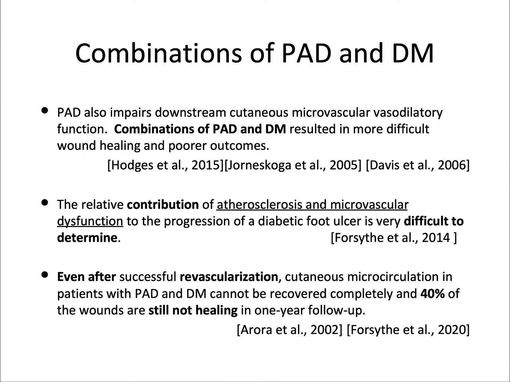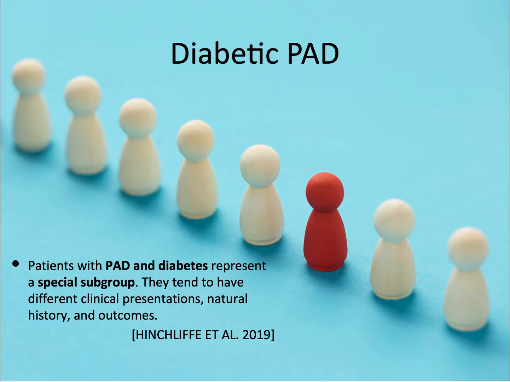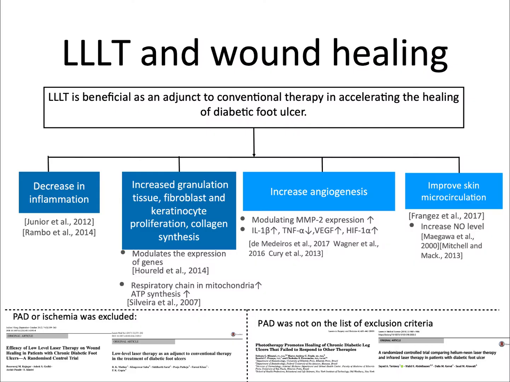The combination of PAD and diabetes results in more difficult wound healing and poor outcome. The relative contribution of atherosclerosis and microvascular dysfunction is very difficult to determine. So, even after successful revascularization, cutaneous microcirculation still cannot be completely recovered, and about 40% of the wounds are still not healing at 1 year follow-up. So the patients with PAD and diabetes, we call that diabetic PAD, represent a special subgroup. They tend to have different clinical presentation, natural history, and outcomes.